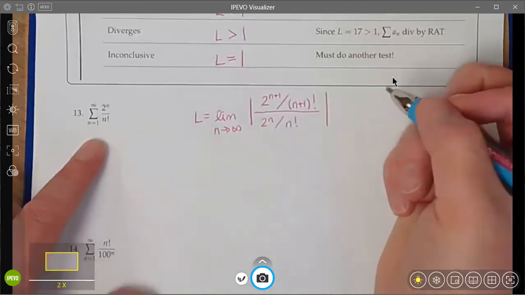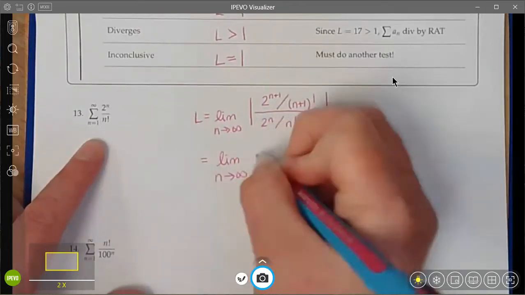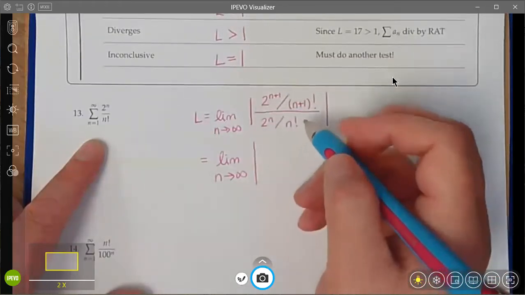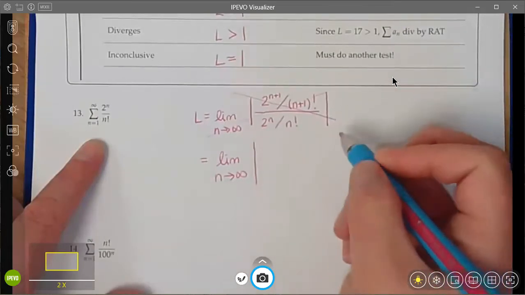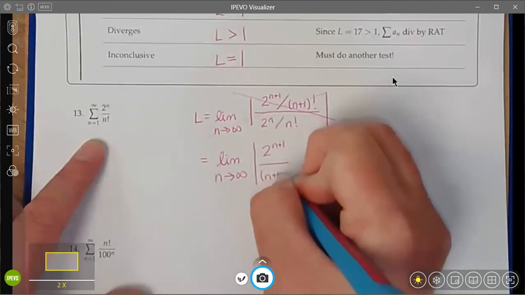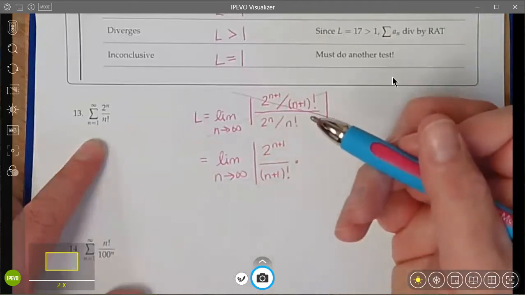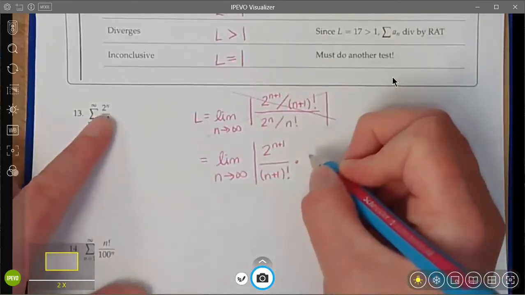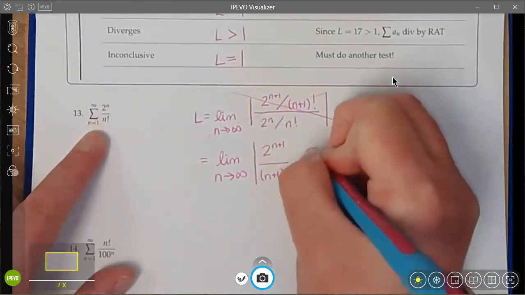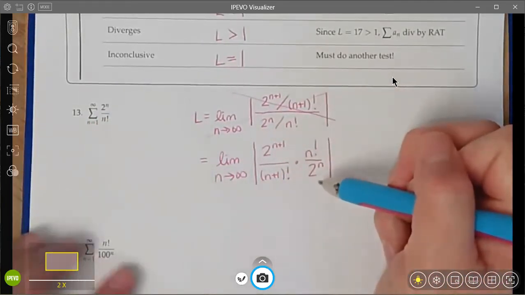Okay, so let's simplify that out. So this is the limit as n goes to infinity. Typically, since I'm dividing two fractions, I normally skip this step altogether and write this as 2 to the n plus 1 over n plus 1 factorial, and then times the reciprocal. So I'm going to flip the original term over. That means this 2 to the n that was in the numerator is now in the denominator, and this n factorial that was in the denominator is now in the numerator. Okay, so I usually don't write this step. I usually skip straight to this.